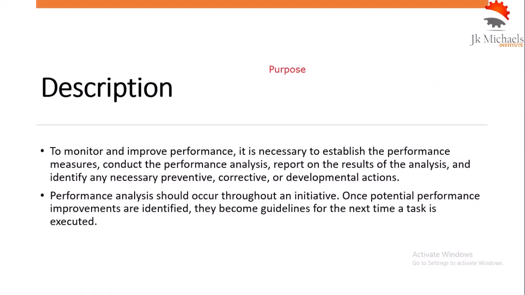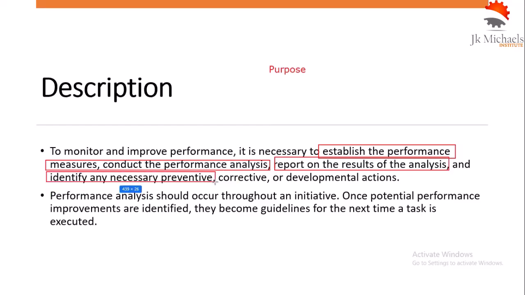Now, the description of this is to monitor and improve our performance. We want to be able to establish the performance. So establishing means that we'll be very clear on the measures that we would use to see how well we are performing. So we need performance measures. We need to also be able to conduct analysis of the performance. And then we need to also be able to report on the results, whether it's favorable or unfavorable, of our analysis. And then we also need to identify any corrective change, whether any type of change we need to make to how we perform business analysis work, be it preventive, be it corrective, or be it developmental. Now, these four things we have: establishing measures, conducting analysis, reporting on analysis, and carrying out improvement actions.